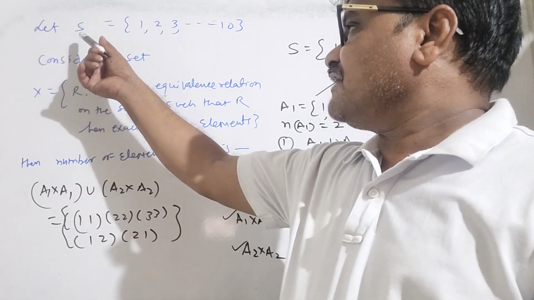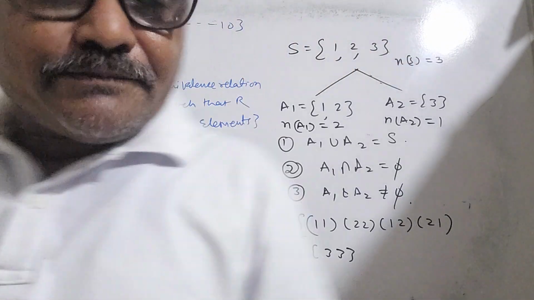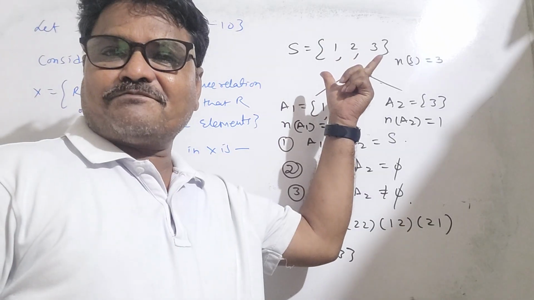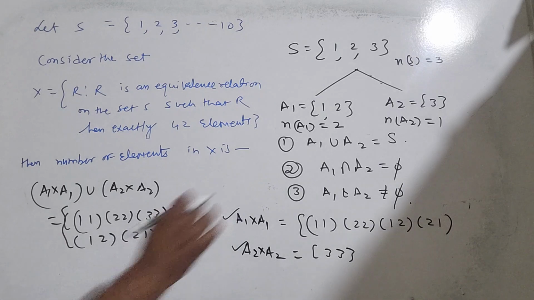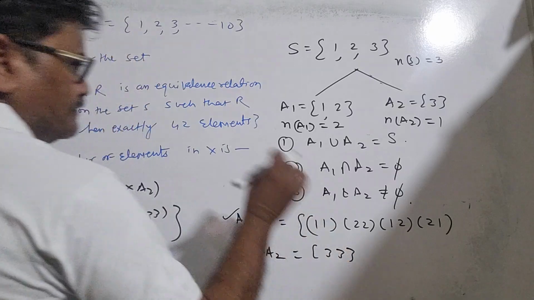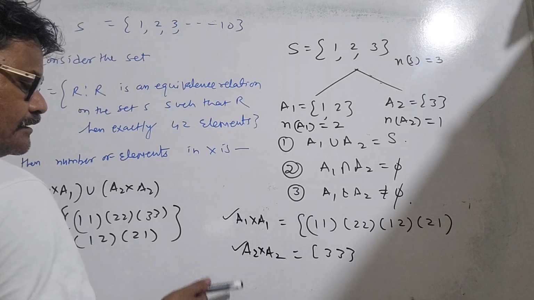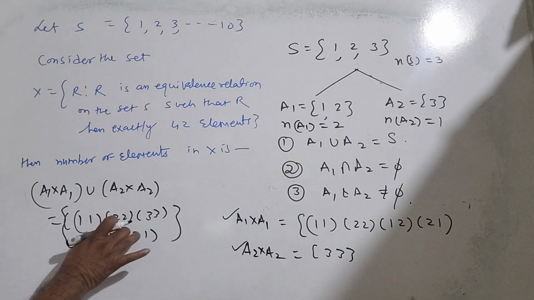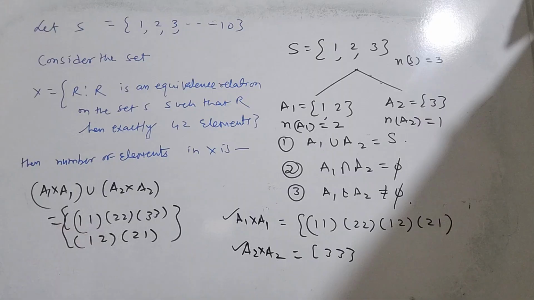We have to find out the number of equivalence relations defined over the set S containing these 10 elements. I am explaining this question on the basis of this set S containing 1, 2 and 3. Correct? And it has exactly 5 elements like that. Now look at here. n of A1 is 2, n of A2 is 1, and we are observing that the union of A1 cross A1 and A2 cross A2 is an equivalence relation which satisfies this condition. This condition means whatever be the number of elements, here 5 elements.